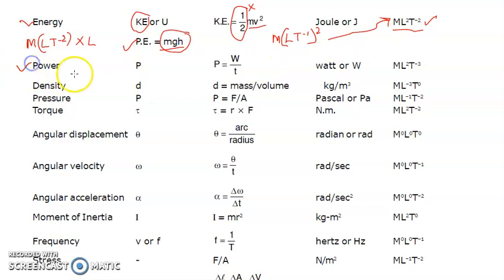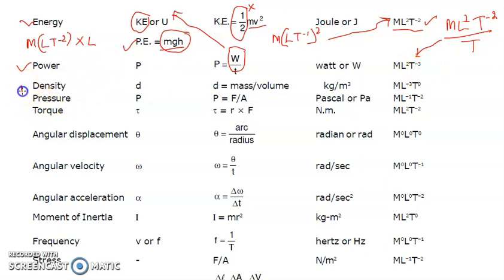Next is power. Power is work done per unit time. Work done has the same dimension as energy, because work done is equal to change in kinetic energy or change in potential energy. So work has the same dimension as energy. Energy divided by time means ML2 T minus 2 divided by time, so we will reach the formula ML square T minus 3.